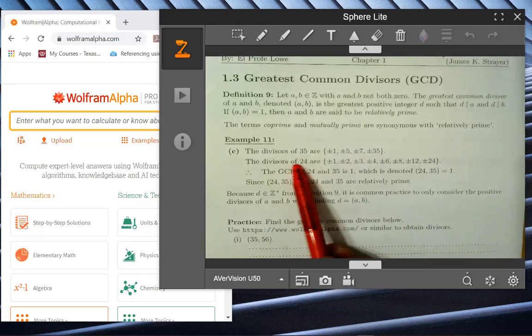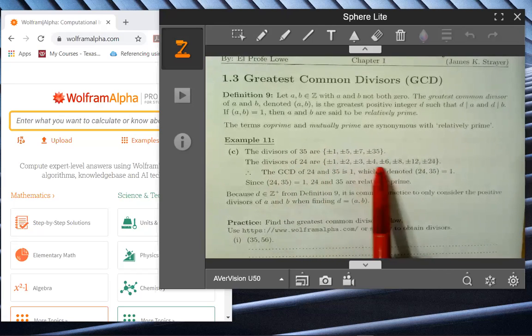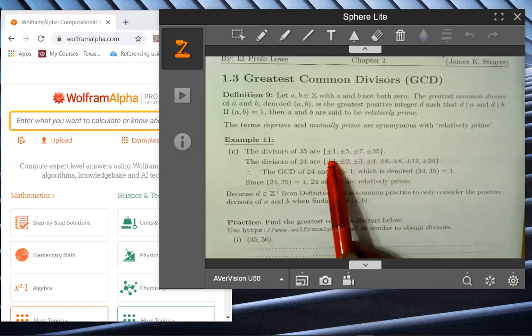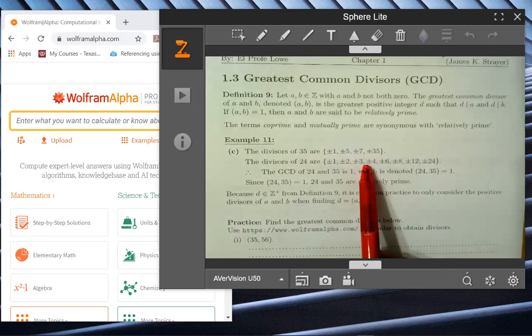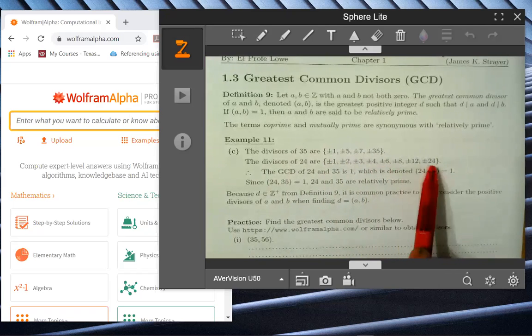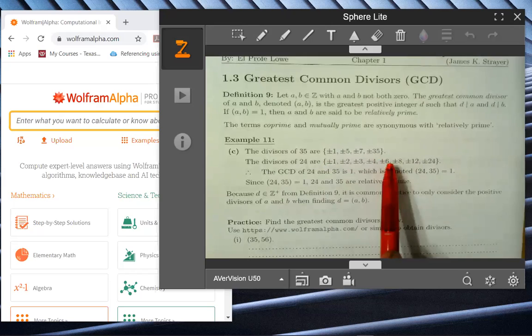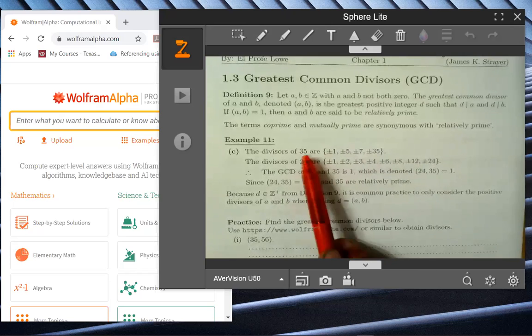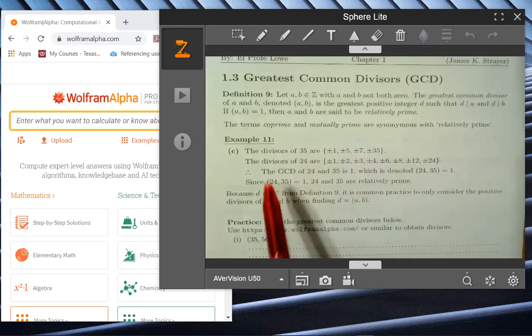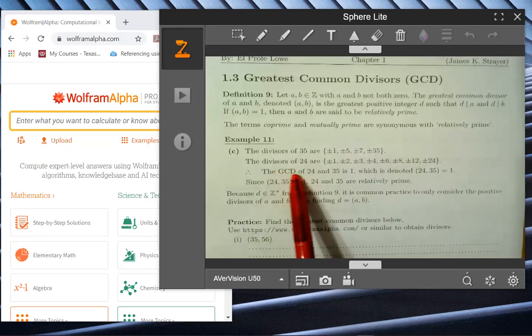And if we consider the divisors of 24, same thing for our multiplication tables. We can go through and say, 1, 2, 3, 4, 6, 8, 12, 24, because 1 times 24, 2 times 12, 3 times 8, 4 times 6. So these are the divisors. And we're looking for what is the greatest common divisor.